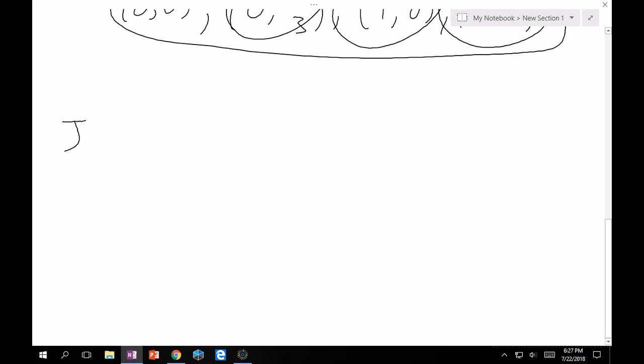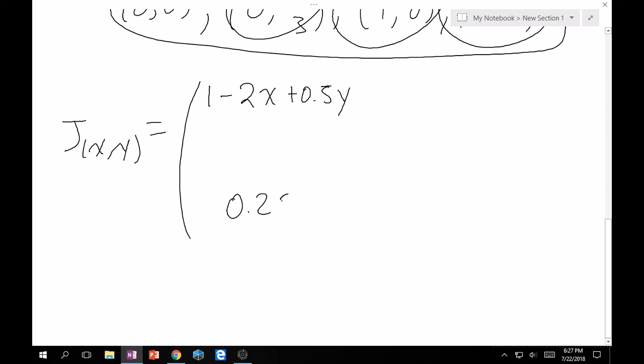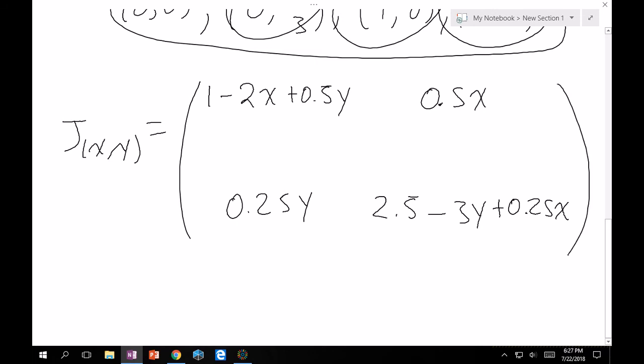So the Jacobian, if you want to practice with your partial derivatives, this would be a good point to stop the video and try calculating these on your own. But it's 1 minus 2x plus 0.5y. This bottom one over here is 0.25y. Over here it's 0.5x. And then over here it's 2.5 minus 3y plus 0.25x. And then you just plug in all your critical points into here.